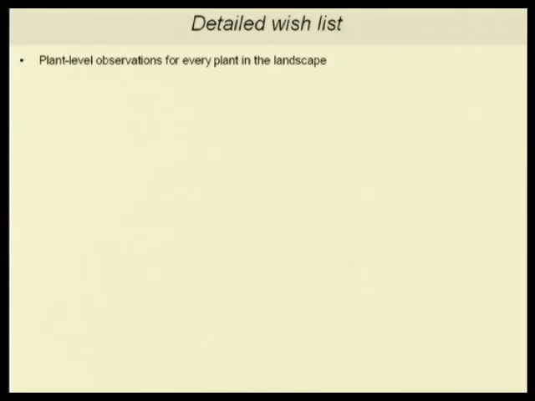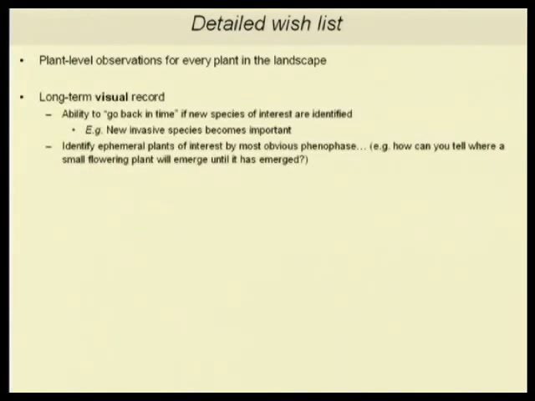So to do something like this, you'd like to have plant-level observations for every plant in the landscape and a long-term visual record. And the power of the visual record, I think, shouldn't be underestimated, because if you can go back in time, you can do totally new things when you have new ideas. So if an invasive species appears, like in Salt Lake City, there's this new invasive that over the past few years is suddenly everywhere.